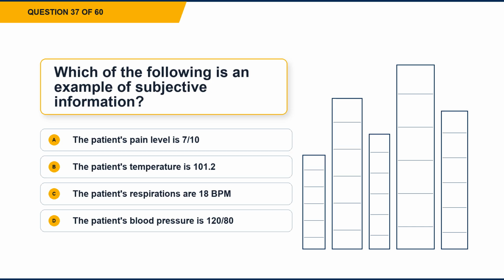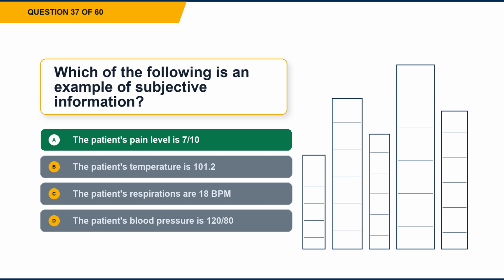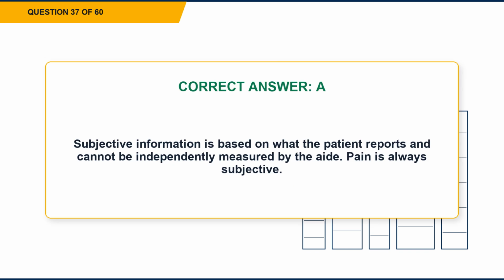Question 37. Which of the following is an example of subjective information? Option A, the patient's pain level is 7/10. Option B, the patient's temperature is 101.2. Option C, the patient's respirations are 18 breaths per minute. Option D, the patient's blood pressure is 120/80. The correct answer is option A, the patient's pain level is 7/10. Explanation. Subjective information is based on what the patient reports and cannot be independently measured by the aide. Pain is always subjective.